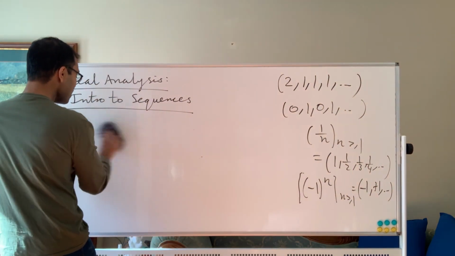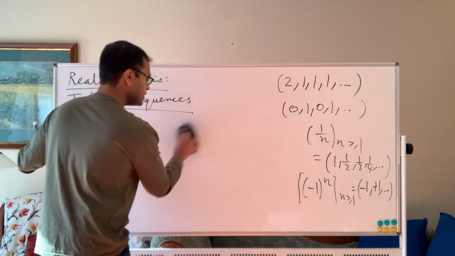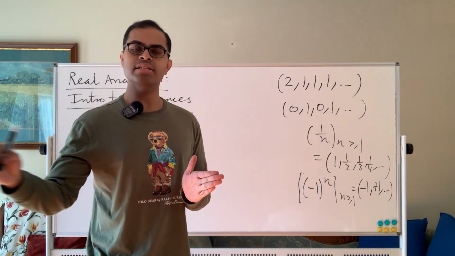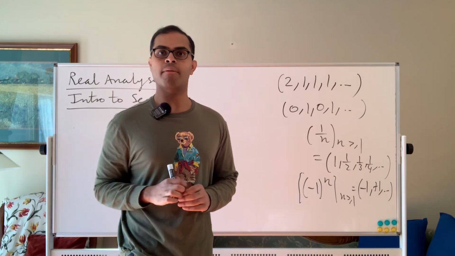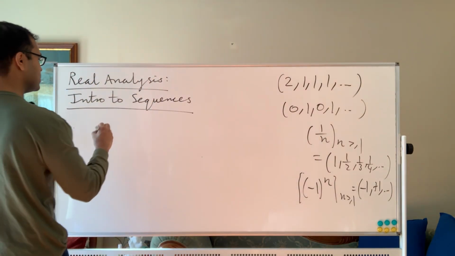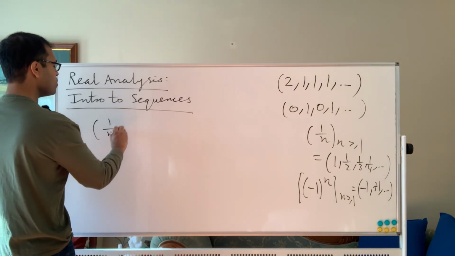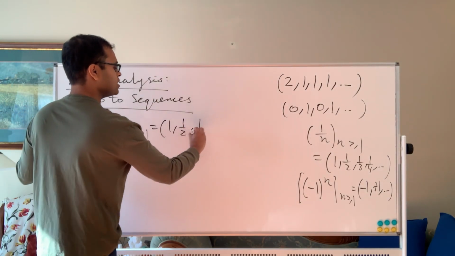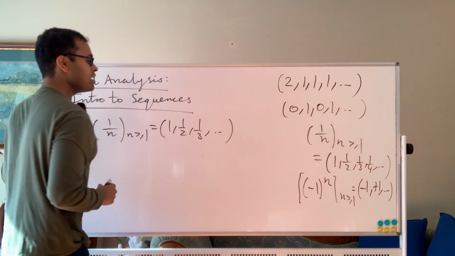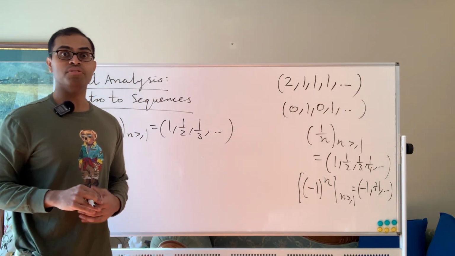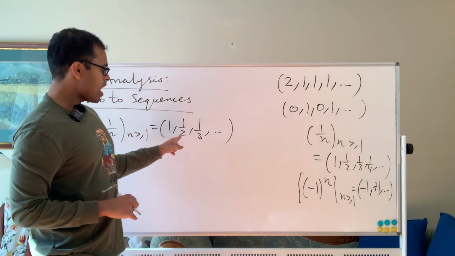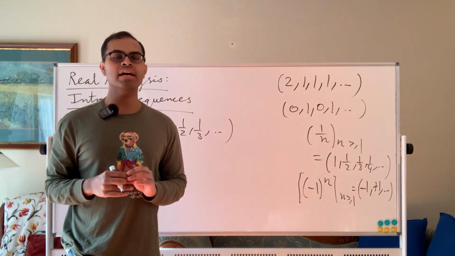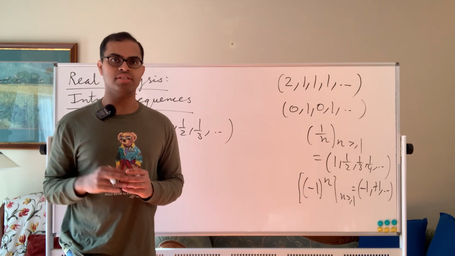The way we like to think about convergence is: does the sequence approach something? That's the fundamental question. As we take the terms in the sequence, does it eventually approach some number? One good example is 1 over n when n is at least 1. This is the sequence 1, half, 1/3, etc. Does this eventually approach something as n goes to infinity, so to speak? As we take 1, half, 1/3, 1/4, 1/5, etc., the numbers get smaller and smaller, and eventually they get closer and closer to 0.